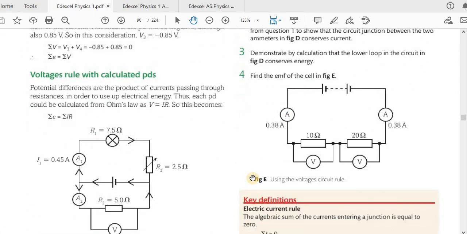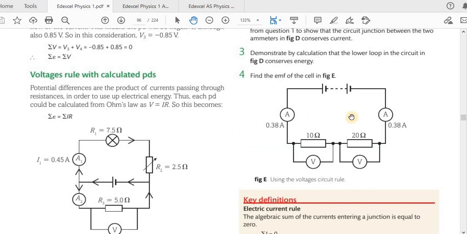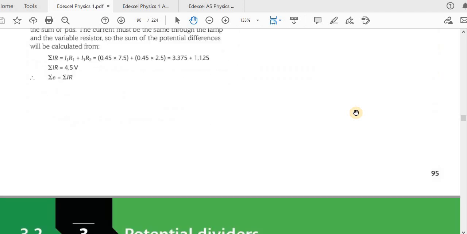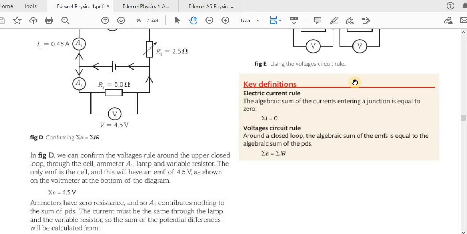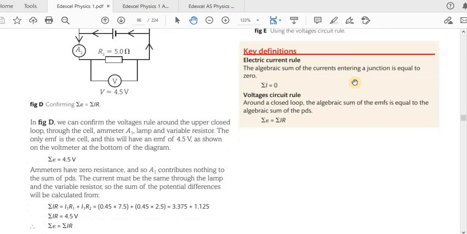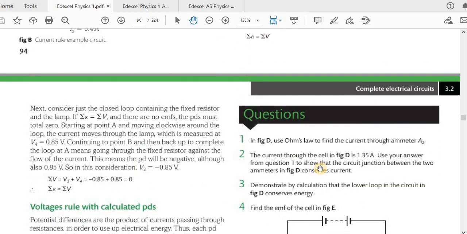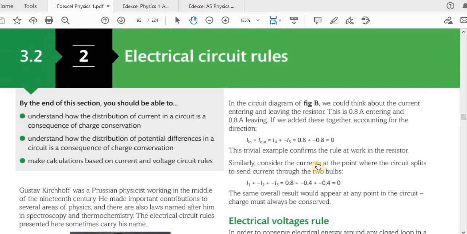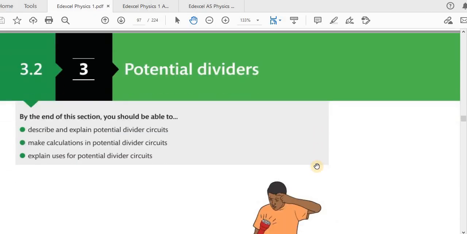Alright, so that's the end of that lesson. You can spend some time on this. I think you will get it when you do these examples, you will get better at it. Okay, so make sure you answer these questions, and that is the end of that lesson on Kirchhoff's laws. We had Kirchhoff's current law, which is this one, and Kirchhoff's voltage law, which is this one. Okay, next we will see chapter 3.2 part 3, potential dividers.